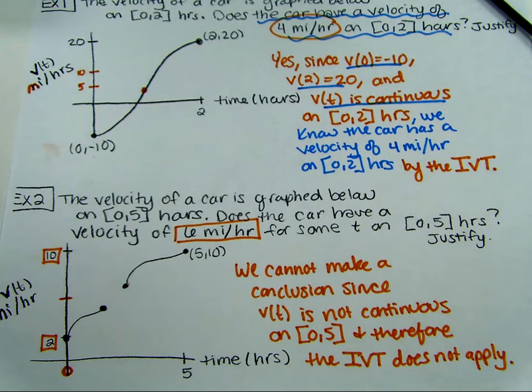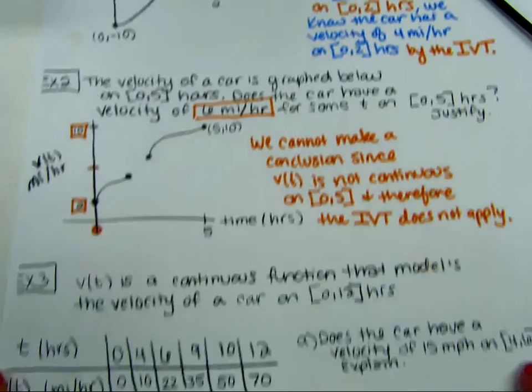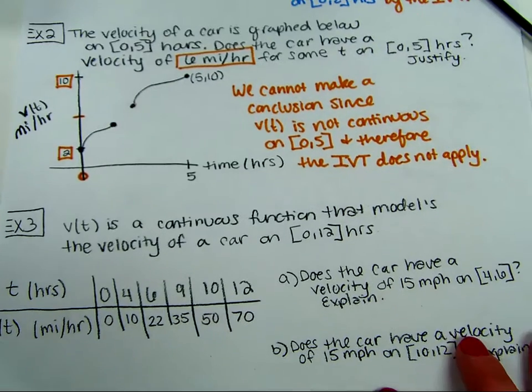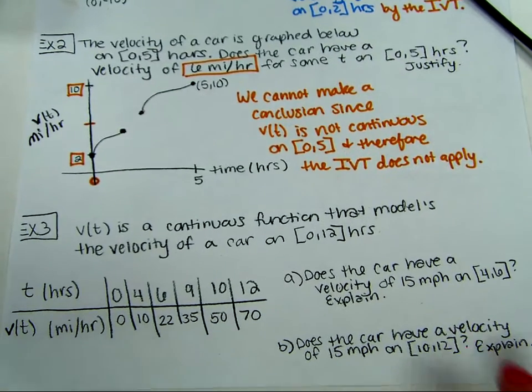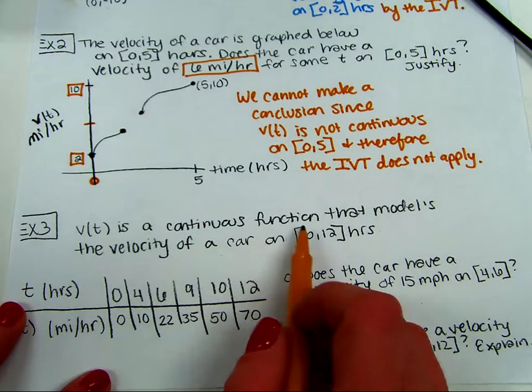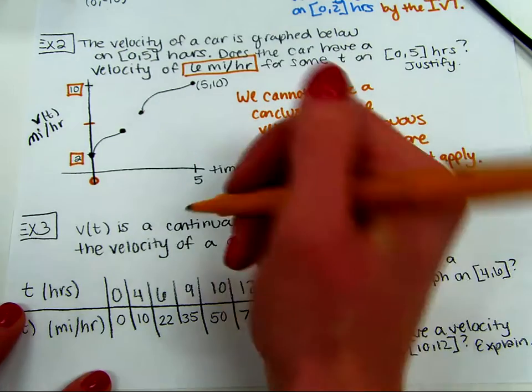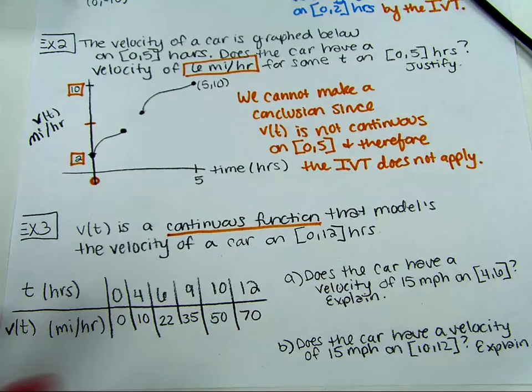All right. Last one, one more example, kind of a similar situation here, but I just gave you a table. This says v of t is a continuous function that models the velocity of a car on 0 to 12 hours. So notice, even though I didn't give you a picture, I'm telling you it's a continuous function. If you saw a graph of this, it would be continuous. You could draw it without picking up your pencil.